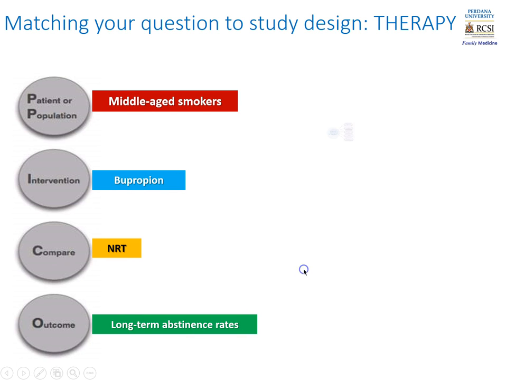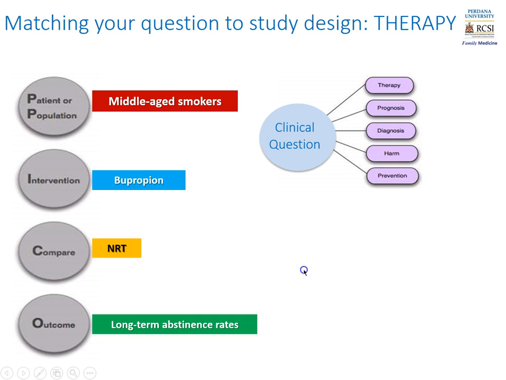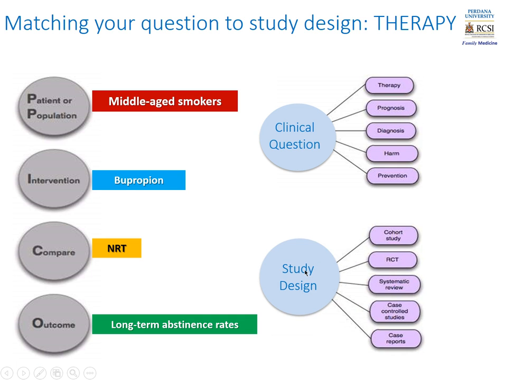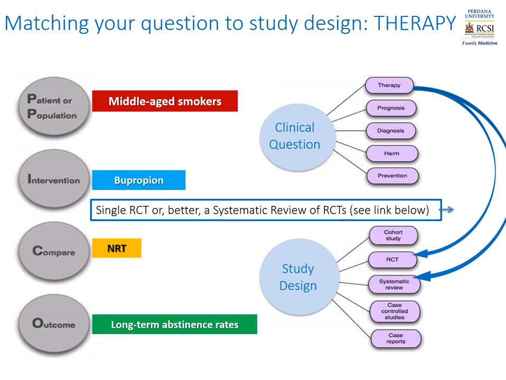What about study design? What sort of study design would be appropriate for a clinical question on therapy or treatment? Well, it's either a randomized controlled trial, a single trial, or better still, a systematic review of several randomized controlled trials, because the information from that is more reliable and more likely to be valid, and from which you can draw conclusions and apply the information to your patient.